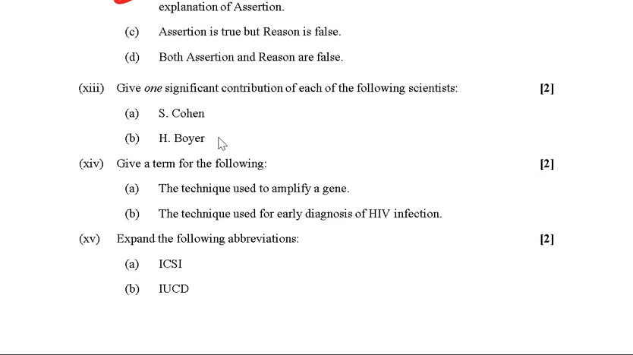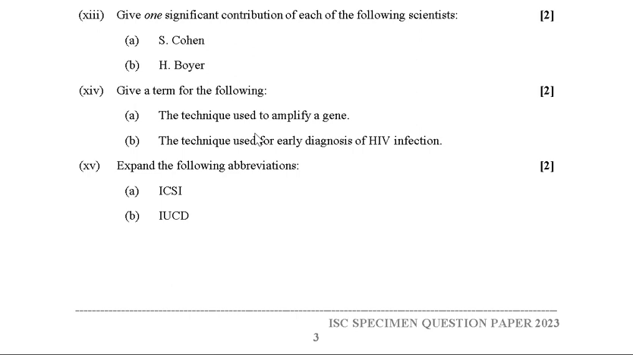But as they have given these two scientists' names separately, for H. Weir we have to use another contribution. For H. Weir, you can write specifically that he discovered restriction enzyme. So for S. Cohen, use the previous statement which I mentioned, and for Herbert Weir, he discovered restriction enzyme. These are the contributions of these scientists in the field of biology.